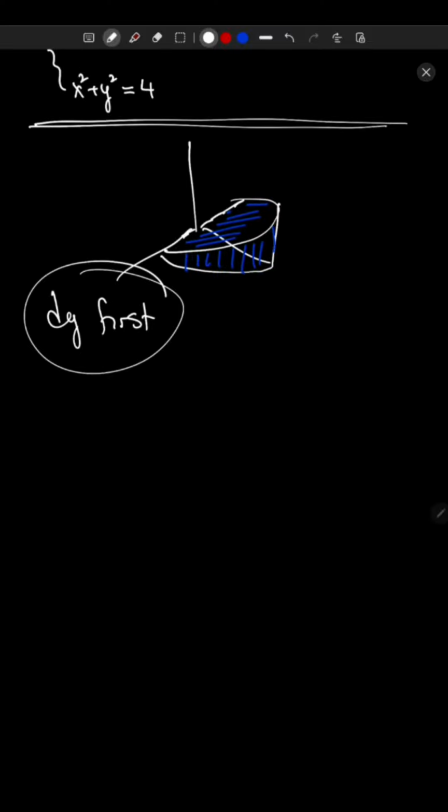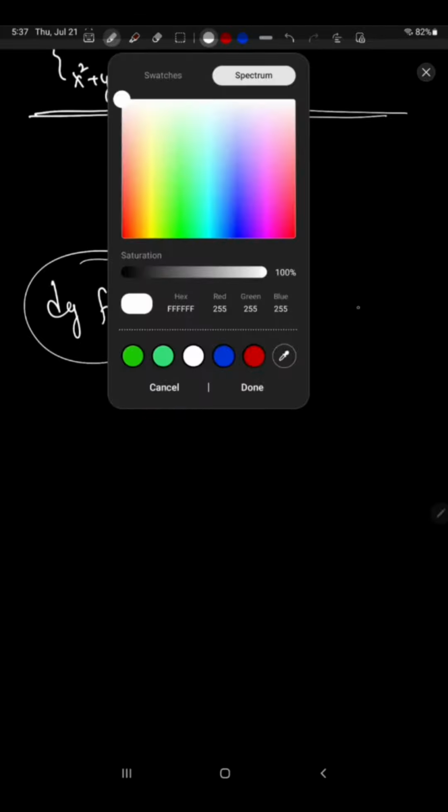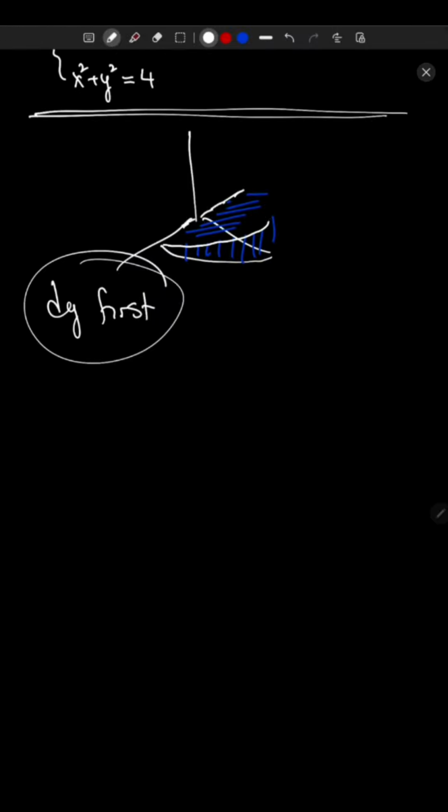Okay, this looks really weird. I'm going to redraw this. The perspective looks all wrong. So maybe that looks a little better.